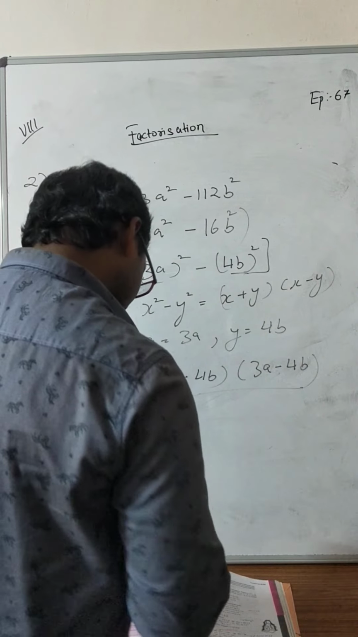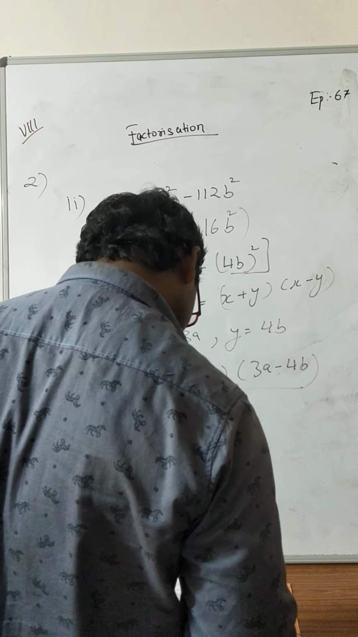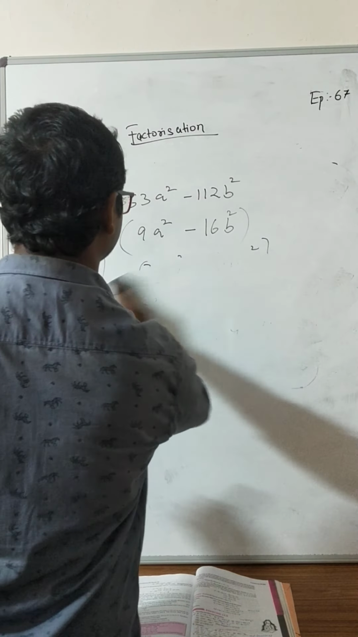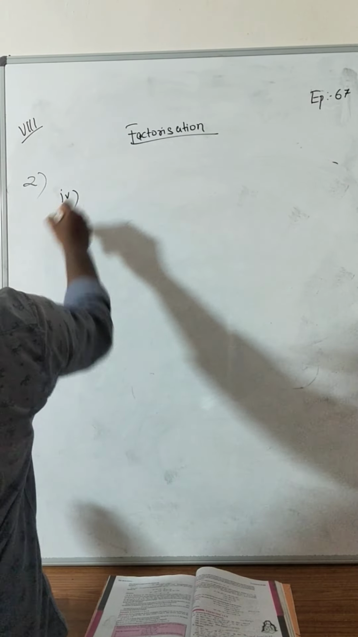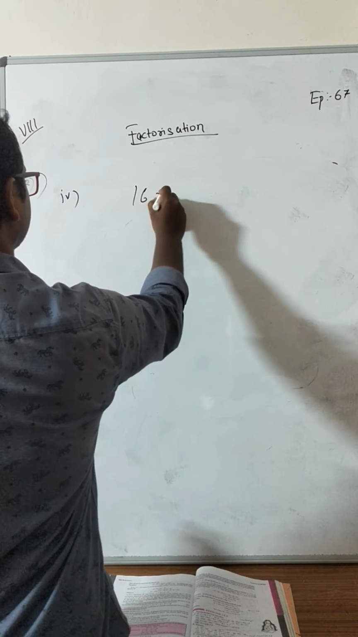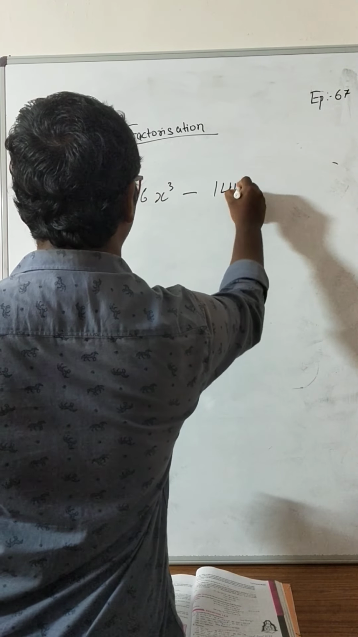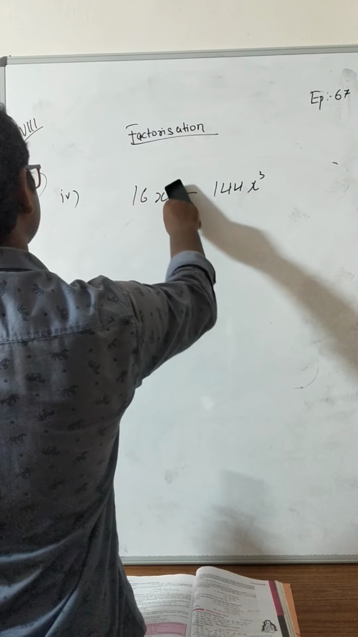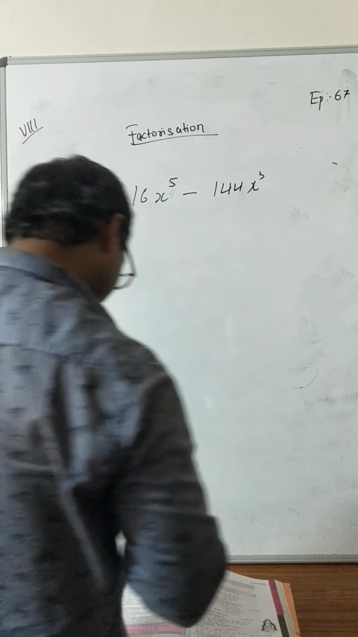Okay, now look at question number 4. The question number 4 is a little typical, which is 16x to the power 5 minus 144x cube.